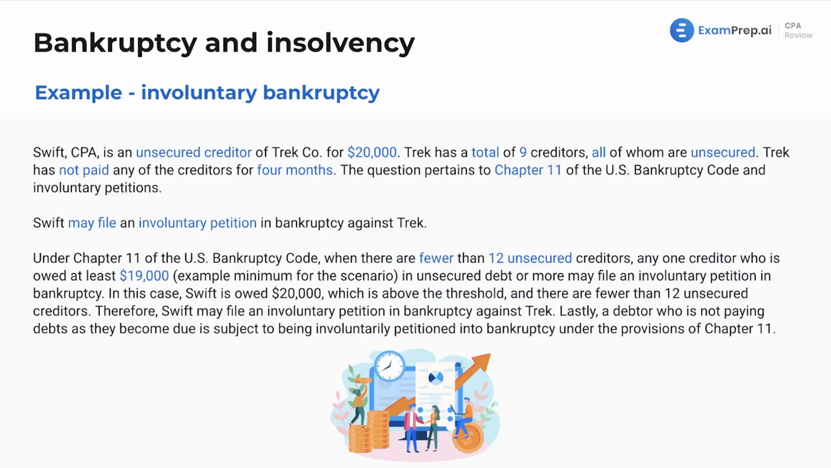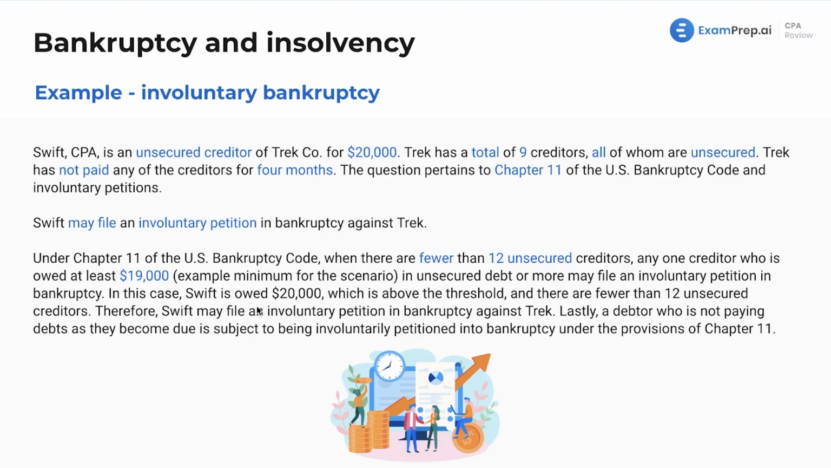Let's see more examples. Swift CPA is an unsecured creditor of Trek Co. for $20,000. Trek has a total of 9 creditors, all of whom are unsecured. Trek has not paid any of the creditors for 4 months. The question pertains to Chapter 11 and involuntary petitions. In this case, what are we dealing with? Well, Swift can file an involuntary petition in bankruptcy against Trek. Let's see why. When there are fewer than 12 unsecured creditors, any one creditor who is owed at least $19,000, which is the example I'm using here, I know it wasn't presented, this is just me coming up with another question, in unsecured debt or more may file an involuntary petition in bankruptcy.